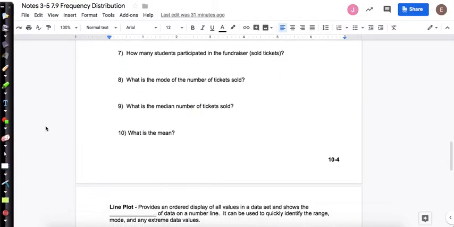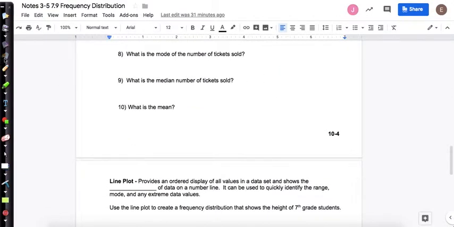So, number 8, what is the mode of the tickets sold? So, in other words, which one appeared the most often? Hopefully, when you look at your stem and leaf plot, you can tell 66 appeared twice. So, 66. And we can only tell from the stem and leaf. We can't tell exact numbers from a frequency distribution, okay? And since 66 is the mode, that's an exact number, we can't tell by the frequency distribution.